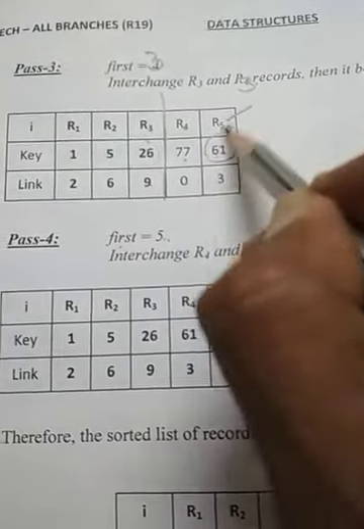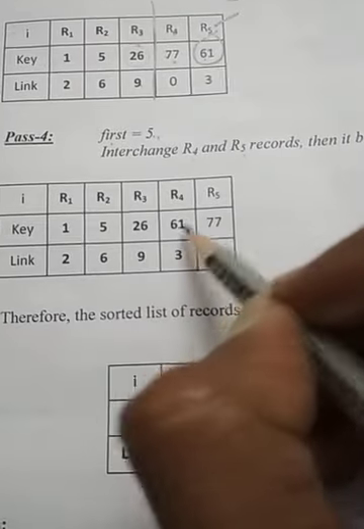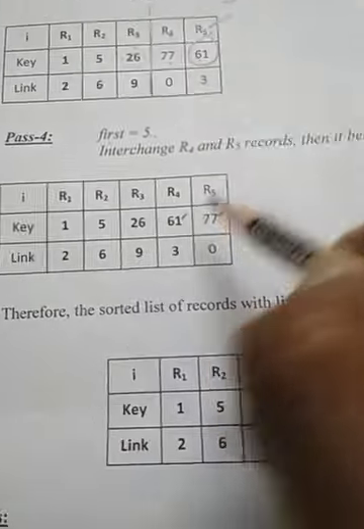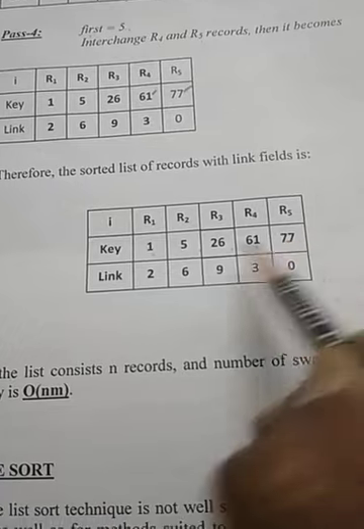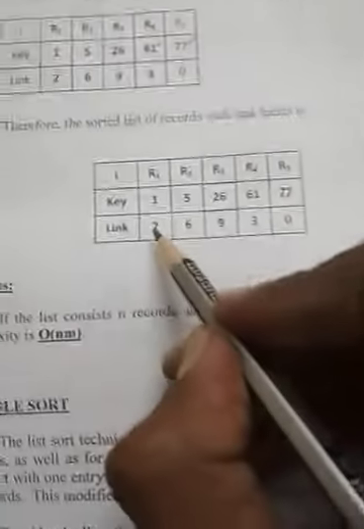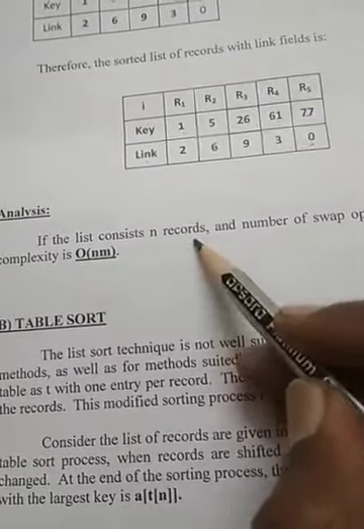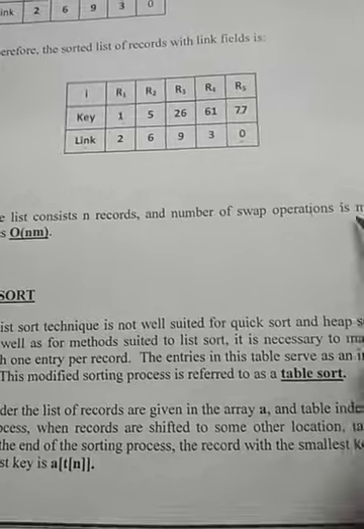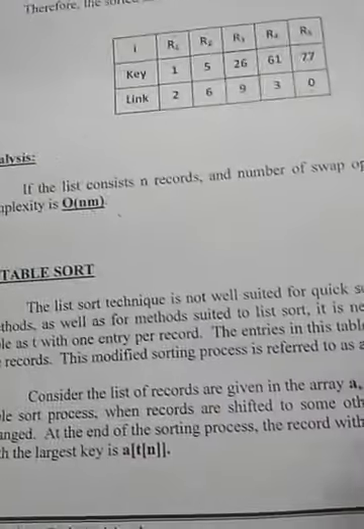So R4 and R5 are modified together. So R4 and R5 are interchanged so that the values 61 and 77 are placed at a proper location. Finally, the sorted list of records is 1, 5, 26, 61 and 77. Appropriately, we are changing the links also. Finally, if the list consists of n records and the number of swap operations is m, then the total time complexity is order of n into m.